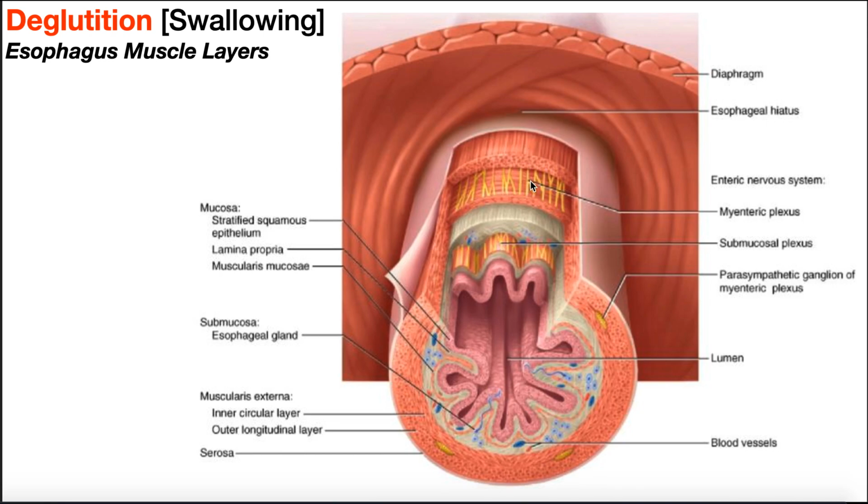And they help to cause these muscles to contract in a coordinated manner that promotes peristalsis of the bolus of food into the stomach. And then the outermost layer here is the serosa. So hopefully this video gave you a good understanding of all the features of the esophagus and how it works. In the next video, we're going to go into the stomach.